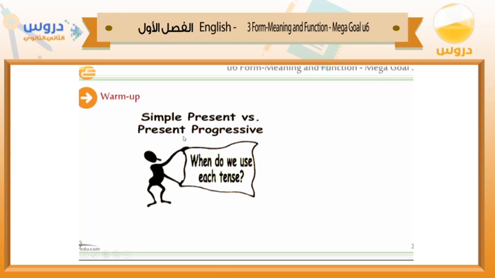Warm-up. What are the differences between simple present and present progressive? When do we use each tense? Here are two examples. This sentence is in simple present tense, and the other sentence is in the present progressive. So, I read every day, this is simple present. I am reading now, this is present progressive. Can you guess when we use each of them? The time expression used here is every day, and the time expression used here is now.